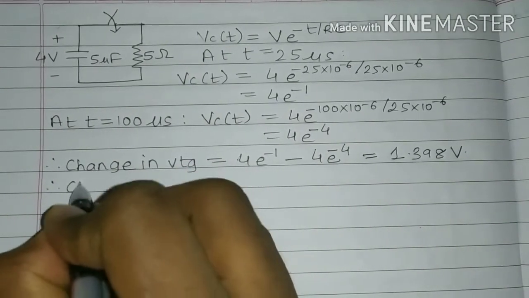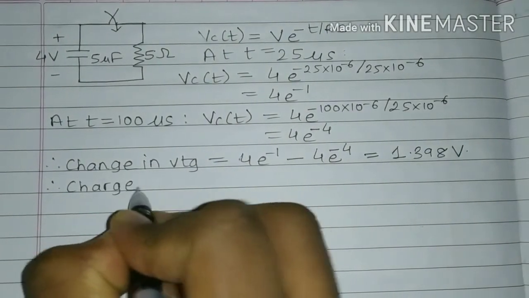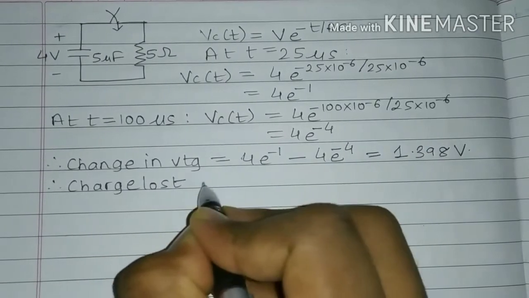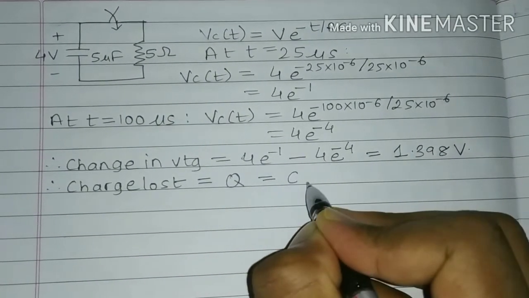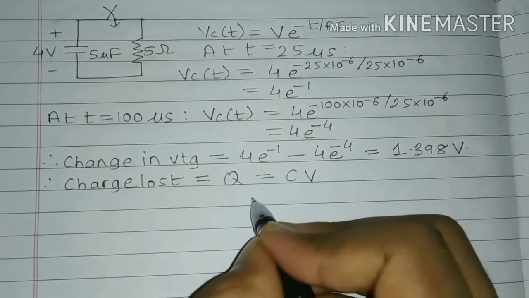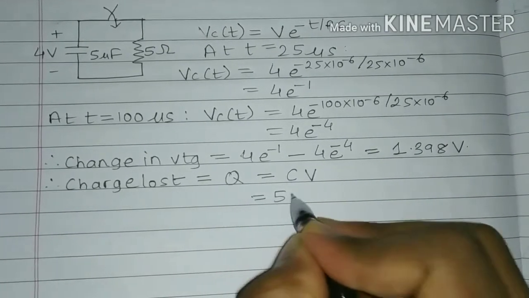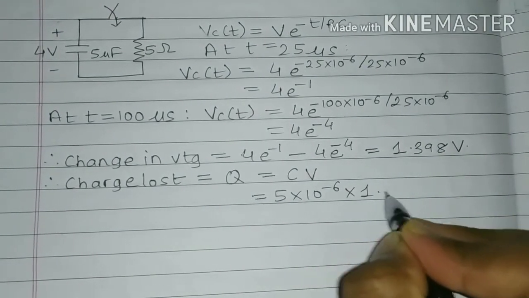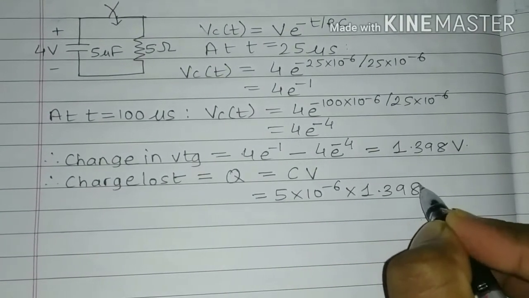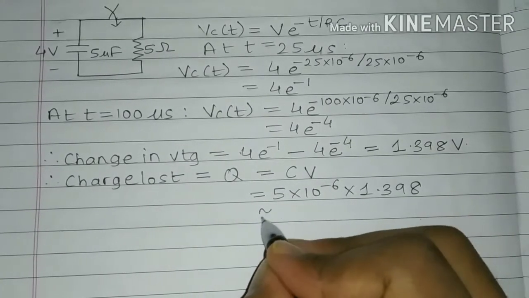Now we know that Q is equal to C into V. Hence the change in charge or the charge lost will be equal to Q is equal to C into change in voltage, which is equal to 5 into 10 raised to minus 6 into 1.398, which is approximately 7 microcoulombs.